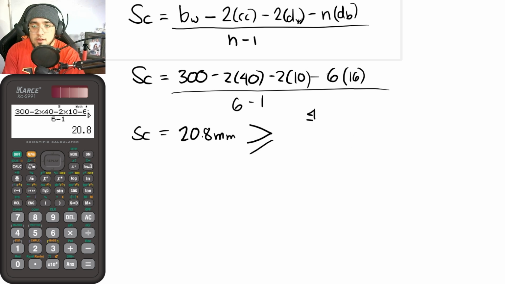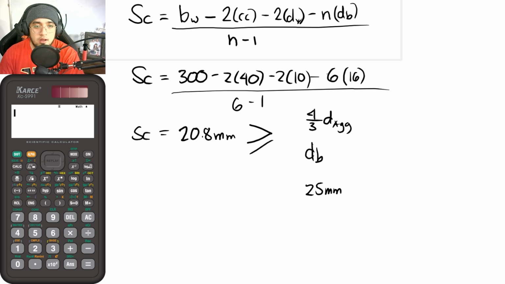So 4/3 the diameter of the aggregates, the bar diameter, and 25 mm. Okay, so 4/3 the diameter of the aggregates is not given in the problem, so I will just show you an example.